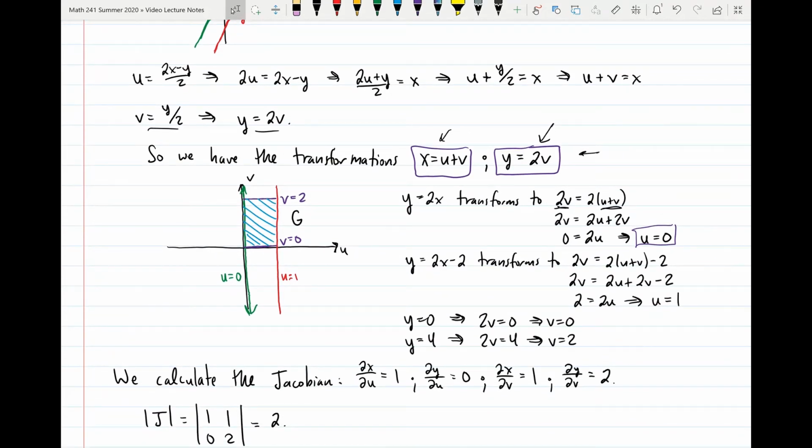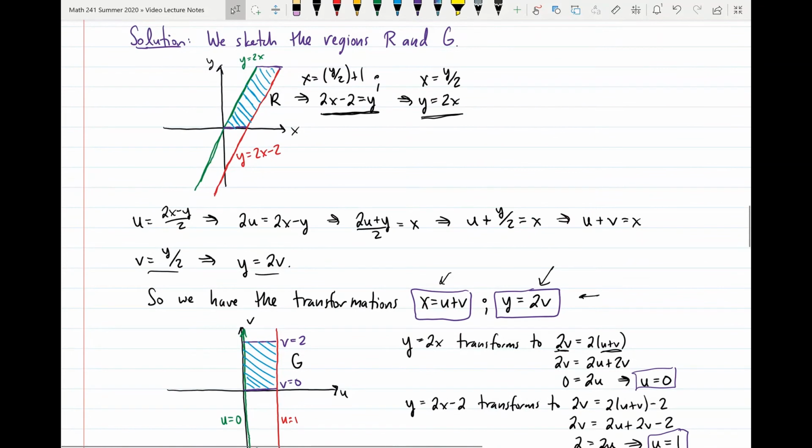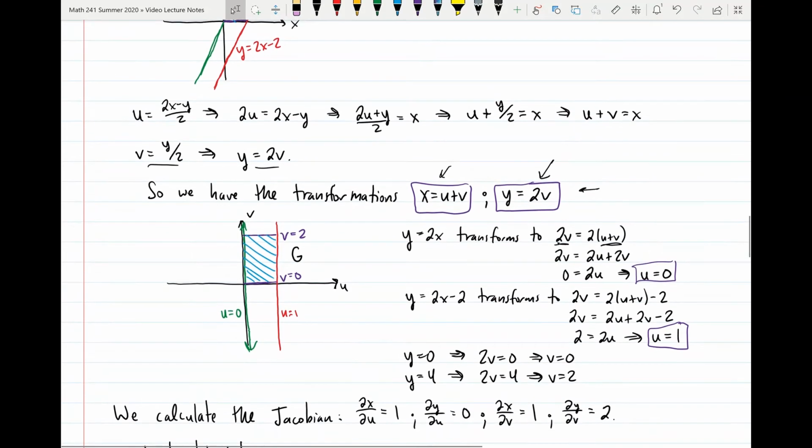Then we can also look at y equals 2x minus 2. And again, we do the same thing. So we plug in 2v for y, and we plug in u plus v for x. And doing some more algebra, we find that this corresponds to the line u equals 1. So the red line, y equals 2x minus 2 from the xy plane above, is going to transform to the line u equals 1 in this UV plane, or the red line that I have drawn.